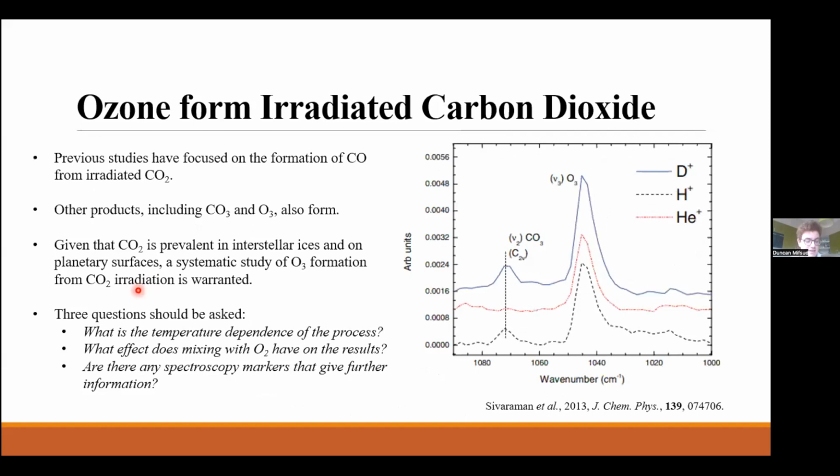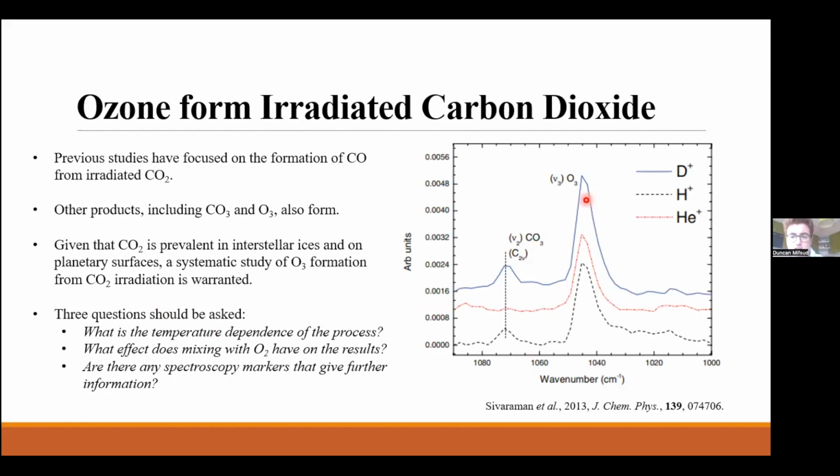Okay, so that takes care a little bit of the irradiation of oxygen. What about the irradiation of other oxygen-bearing molecules, carbon dioxide, for example? Well, previous studies really have only focused on the formation of carbon monoxide from irradiated carbon dioxide. This is a very efficient process, and we think it's one of the major processes contributing carbon monoxide to various icy moons. But in reality, other products also do form, mainly carbon trioxide, note not the carbonate ion, molecular carbon trioxide in this case, and also ozone.